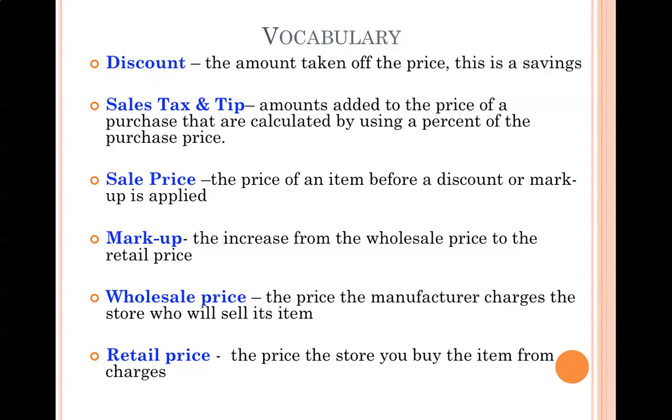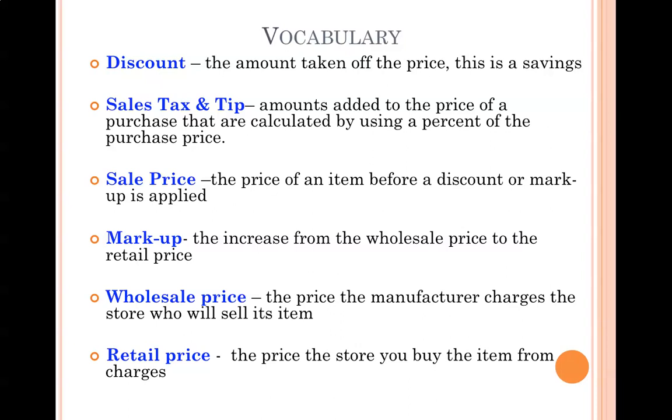First, we have quite a few vocabulary words that you need to copy down. The first is discount. Discount is the amount taken off of the price. This is also a savings. Sales tax and tip: this amount adds to the price of a purchase and is calculated by using a percent of the purchase price. The sale price is the price of an item before a discount or markup is applied.